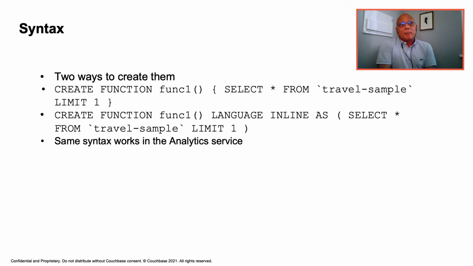Again, an example of the syntax. We've got two forms. The first compact form, which basically allows you to specify an expression in braces, and then the second, more complex form, allows you to specify the language clause, select the language, and then specify the body of the function as an as clause, depending on the language in use.